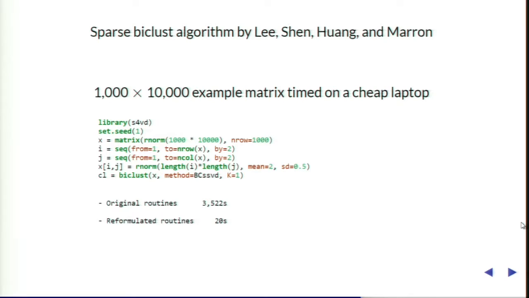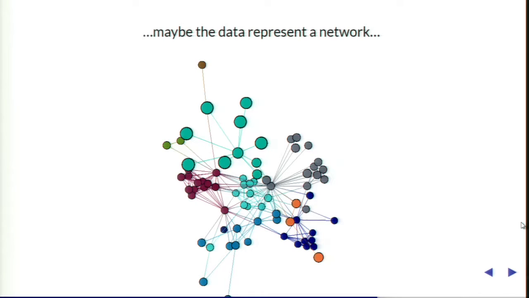In this example of a 1,000 by 10,000 matrix for biclustering, the run time of their R package went from 3,500 seconds on my laptop to 20 seconds. And it was just solving exactly the same problem, just using a subspace method.